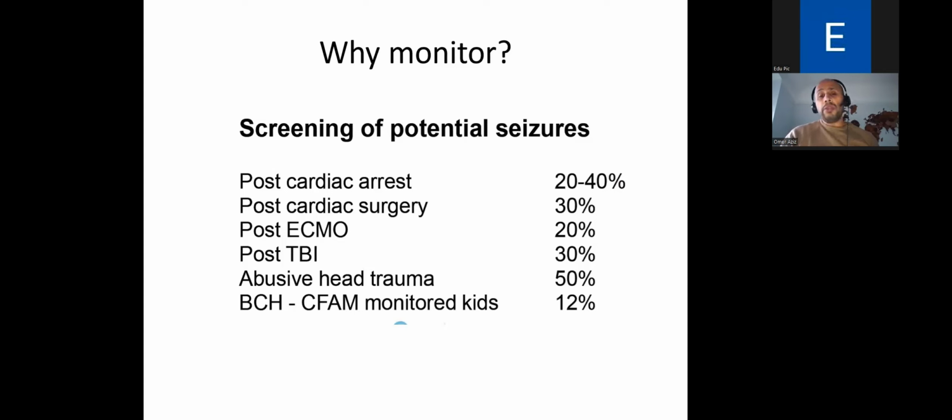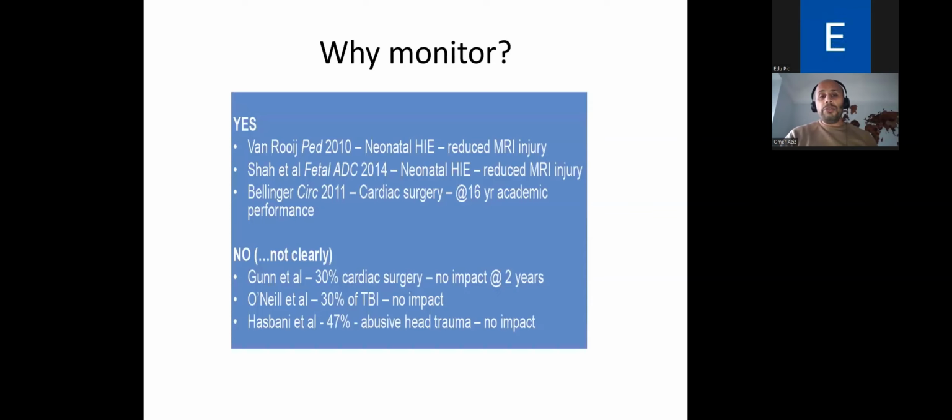Okay, so you say, you've got evidence of electrical seizures. What next? Does it affect outcome? Now, if you look at the literature itself, the reported outcomes with use of CFAM vary. There's some evidence in the top half which indicates that use of CFAM reduces the amount of cerebral injury or cerebral neurological sequelae, whether post cardiac surgery or neonatal hypoxic ischemic injury. However, there's also evidence that it doesn't make any difference.